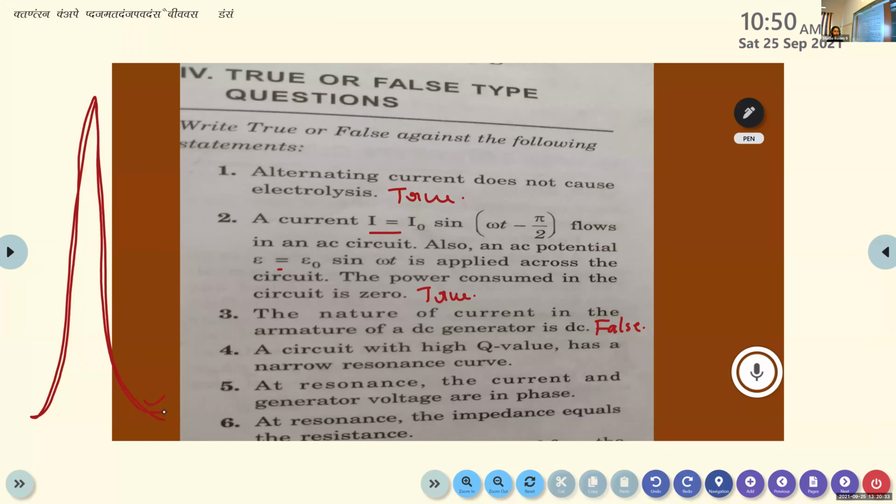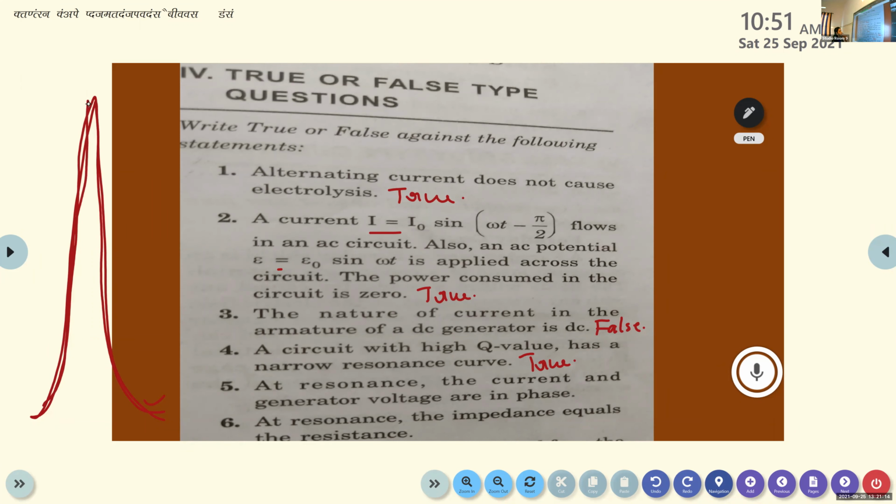A circuit with a high Q value, high quality factor, something related to the sharpness of resonance of an LCR circuit, has a narrow resonance curve. Narrow resonance curve means the sharpness of resonance will be high. It is true. Greater the Q value, greater will be the sharpness of the resonance curve. Higher the Q value, higher will be the sharpness. Sharpness increases, narrowness also increases.